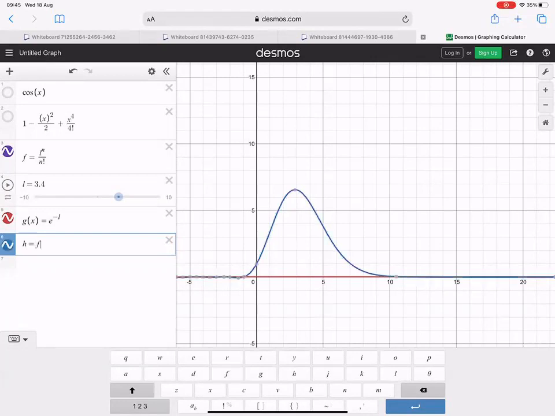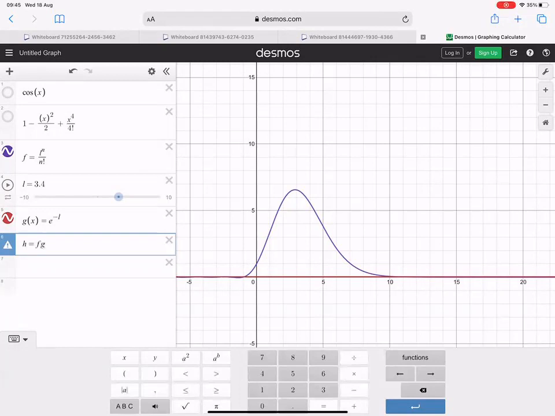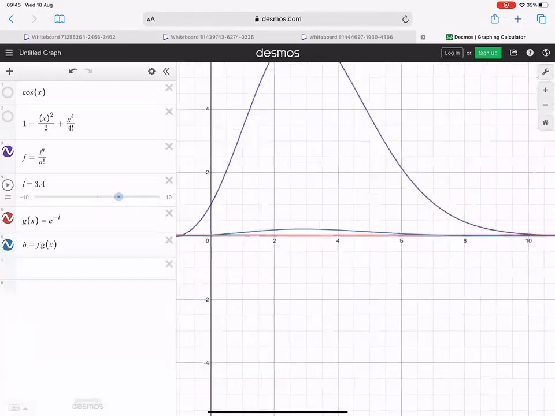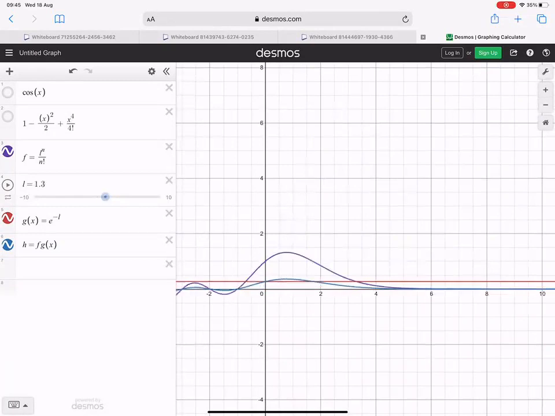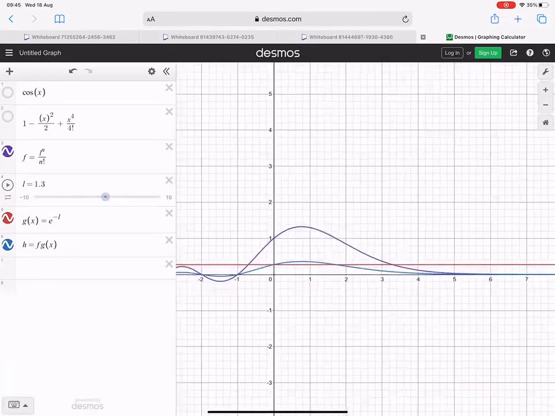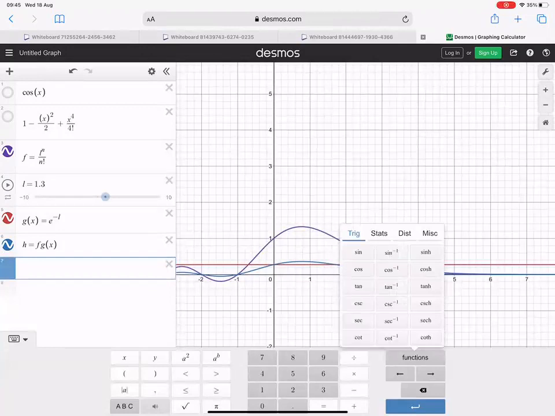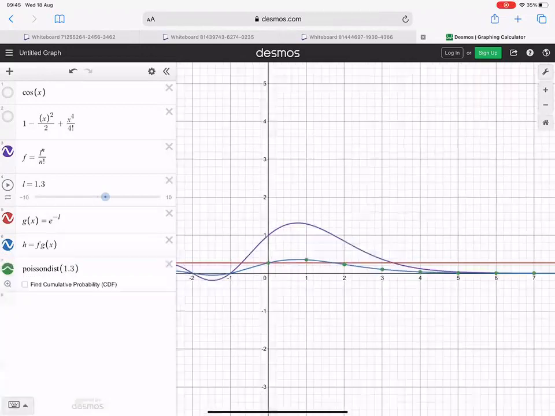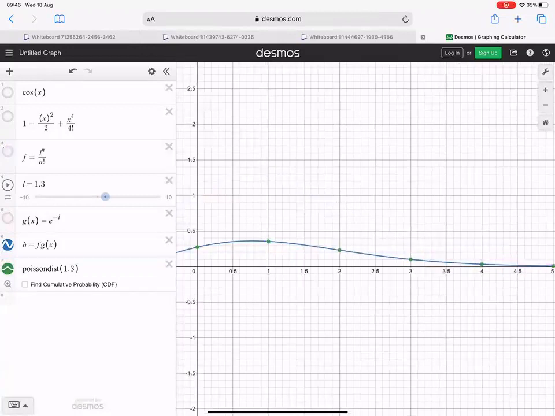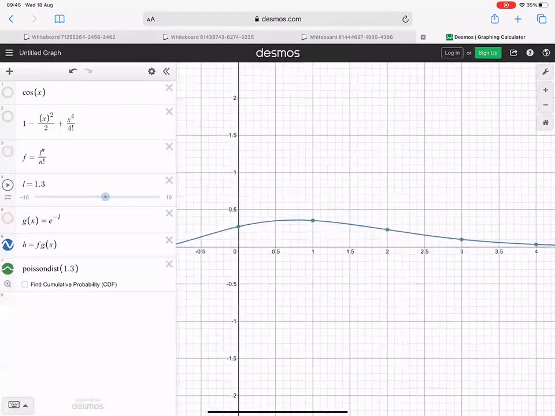H equals f of g of x. Okay, so this function h now, that is basically the Poisson distribution. And I can even show you that by typing it in: distributions, Poisson distribution. And what's my lambda at the moment? 1.3. There you go. The blue function matches exactly with the Poisson distribution.